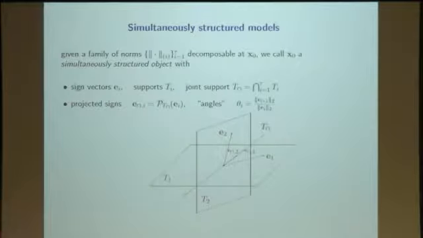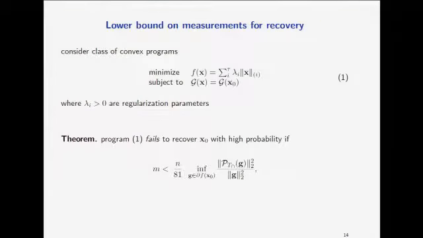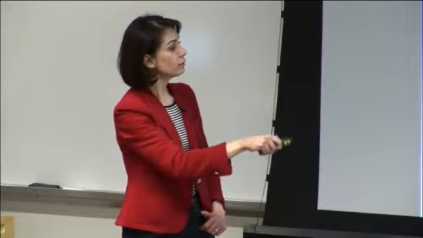The reason we are defining this is that in order to analyze the performance of such methods, we need a way to capture the geometry of each individual norm plus the relative geometry. How do they relate to each other? And so we are going to look at this optimization problem: minimizing the summation of norms subject to linear equality measurements. And here lambda_i are regularization parameters. One result we can show just based on optimality conditions of this optimization problem is that if the number of measurements m is less than this bound, then the program will not recover X0 with very high probability. So recovery will fail with very high probability.